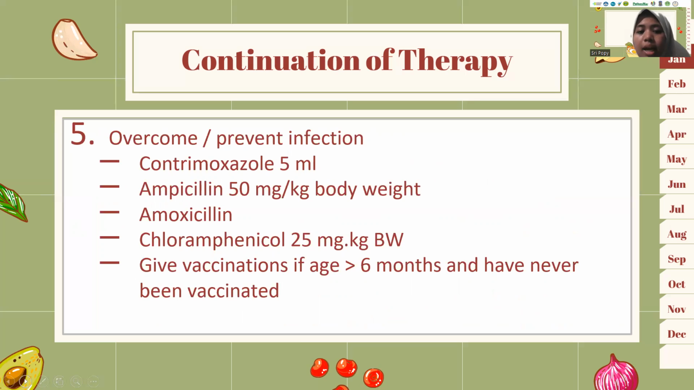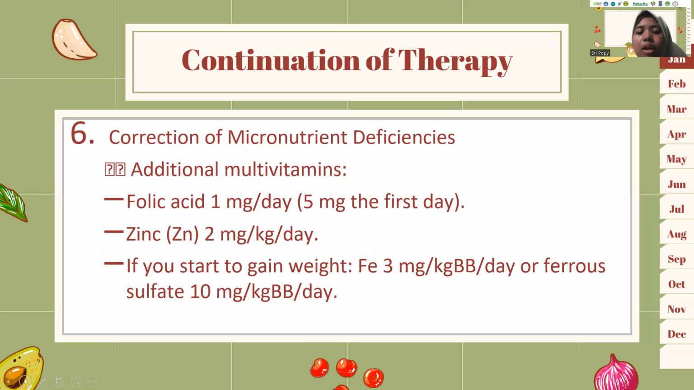Cotrimoxazole 5 ml, ampicillin 50 mg per kilogram body weight, amoxicillin, chloramphenicol 25 mg. Give vaccination if aged 6 months and have never been vaccinated. Correction of micronutrient deficiency. Folic acid 1 mg per day, 5 mg the first day, zinc 2 mg if you start to gain weight, Fe 3 mg, sulfate 10 mg.